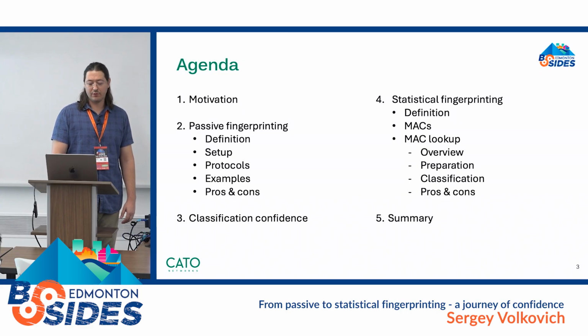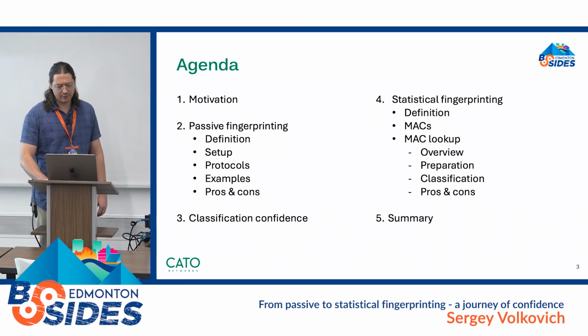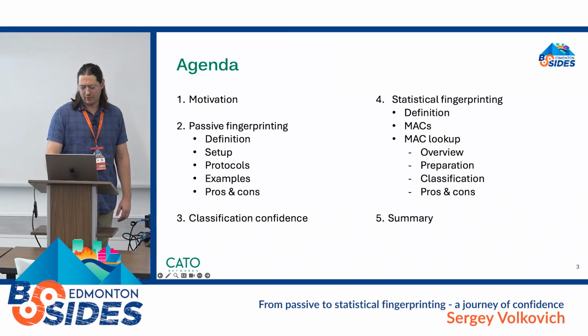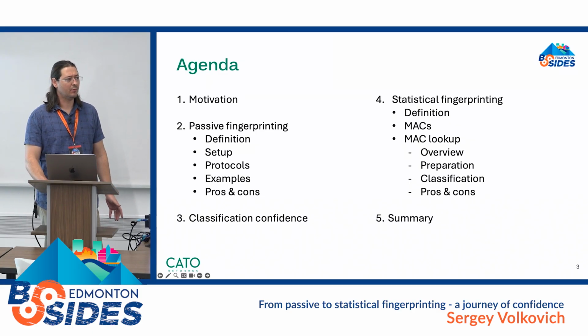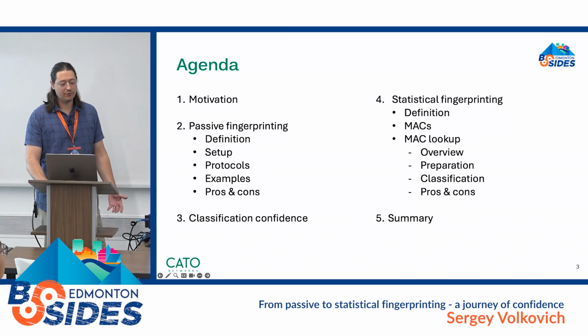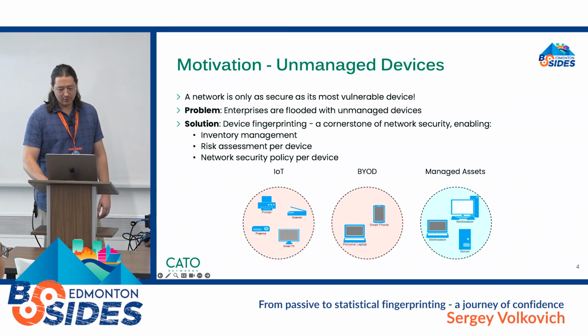I'll introduce the concept of classification confidence, which also will be necessary for our data preparation. And then we'll dive into statistical fingerprinting. So again, we'll discuss some definitions and remind ourselves the structure of MAC addresses, and then focus on the MAC lookup algorithm. Starting with an overview, we'll talk a lot about the preparation of the lookup file, how classification is based on it, summarize with pros and cons, and connect it all together. So we have a lot to talk about.